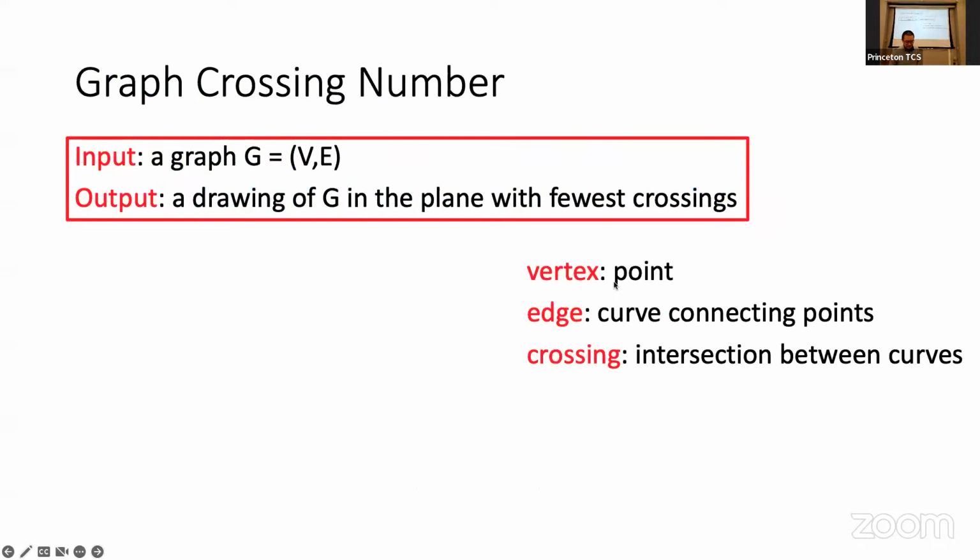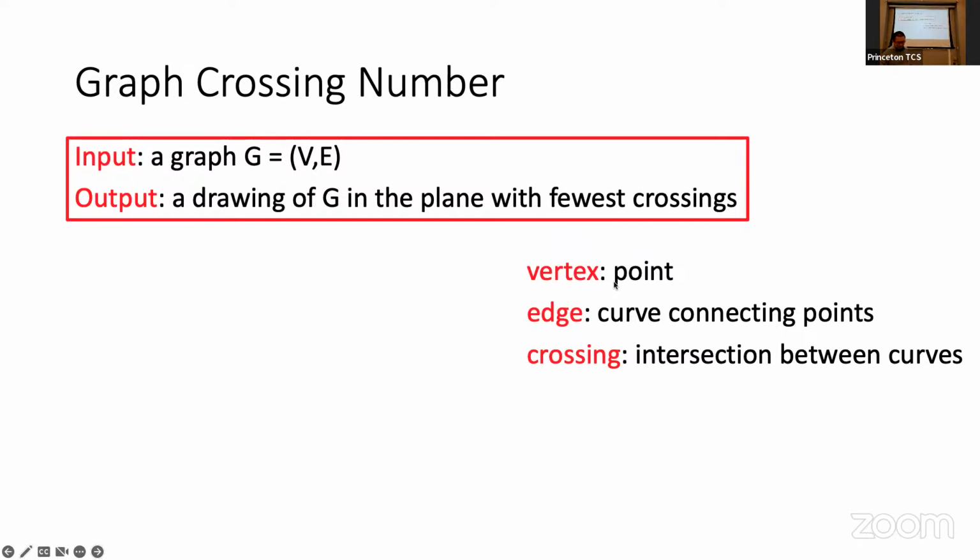So what is a graph crossing number? The problem is very easy to state. You are given a graph with a set of vertices and a set of edges connecting them, and you want to draw the graph into the plane with the fewest crossings. What is a drawing of the graph? It is basically a mapping that maps vertices of the graph into points in the plane and maps edges of the graph into curves connecting the corresponding endpoints.